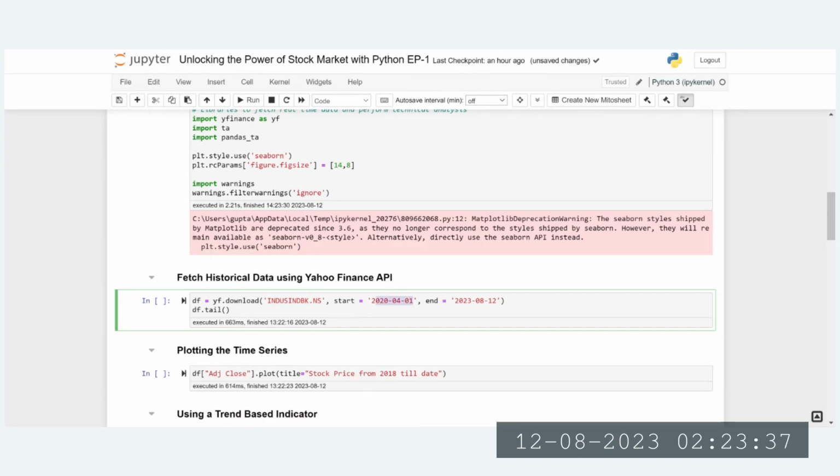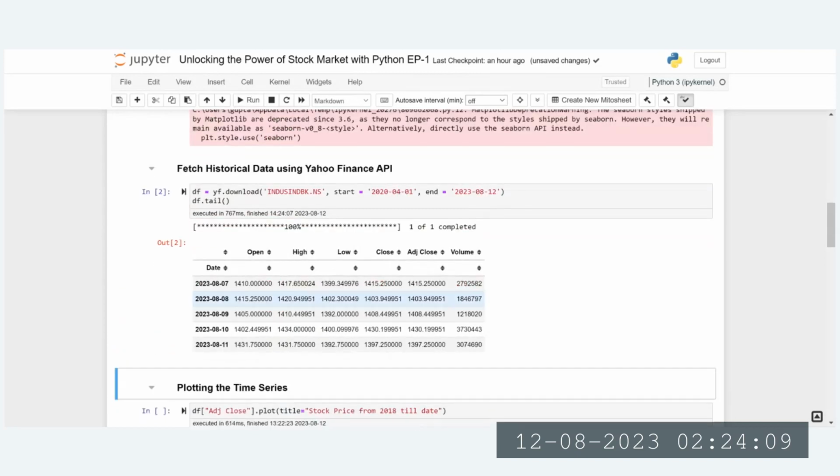We are fetching the data from the start of financial year 2020, 1st of April, till yesterday's closing price, right? So we are using the Yahoo Finance YF, using the function download, define the script. This is how it is defined in Yahoo Finance, right? For all the stocks which are listed in Nifty 50, there is a suffix at the end, .ns. So when you execute this, it will fetch you the price of the stock immediately.